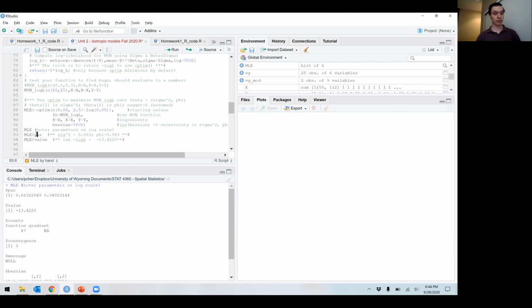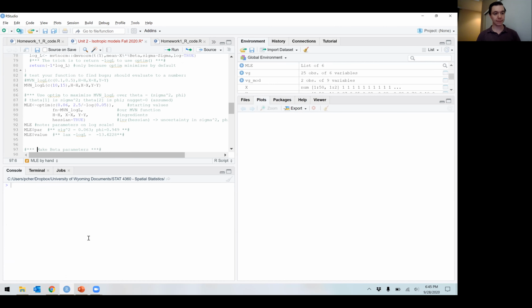So 0.063 is our estimate for alpha squared, which is the partial sill, but we're assuming the nugget is 0. So that's also our sill. And here is our estimate for phi, the range parameter.